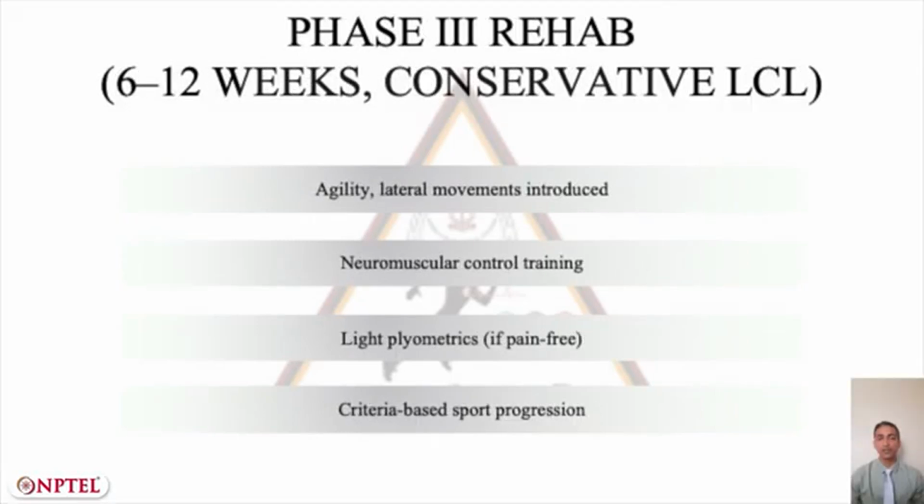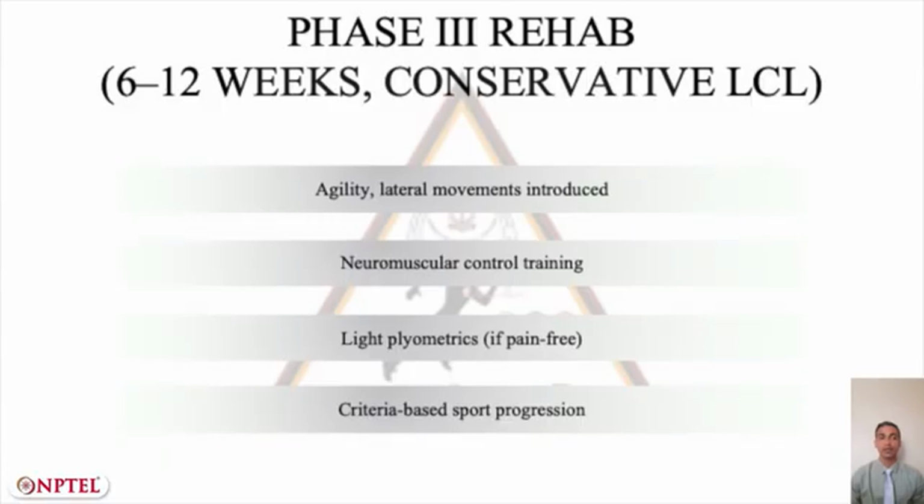In this phase, we integrate lateral movement patterns, agility drills, and eventually light plyometrics if the patient is pain-free. Neuromuscular training ensures proper knee alignment and also helps control under stress. Progression is criteria based, requiring adequate strength and no instability before advancing.